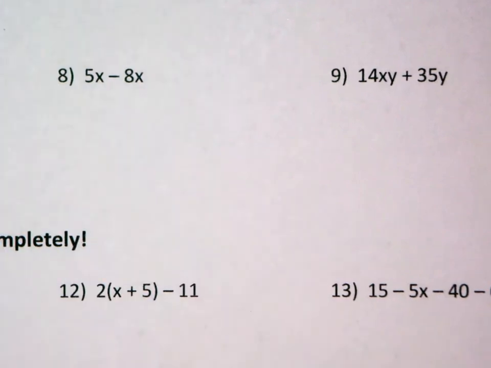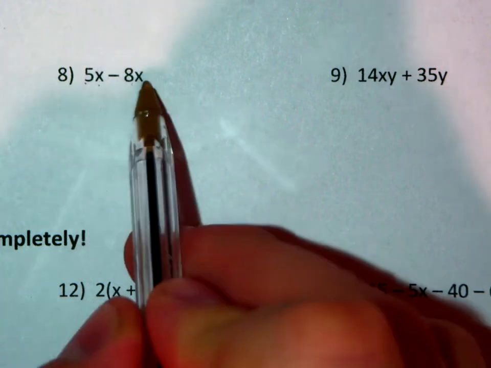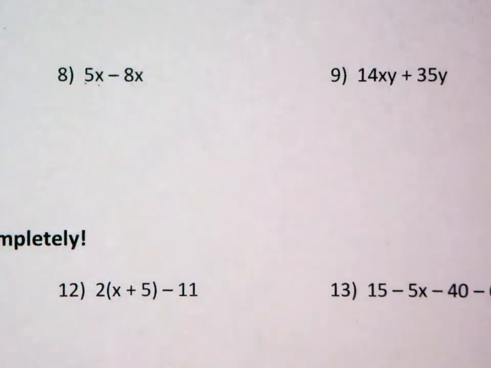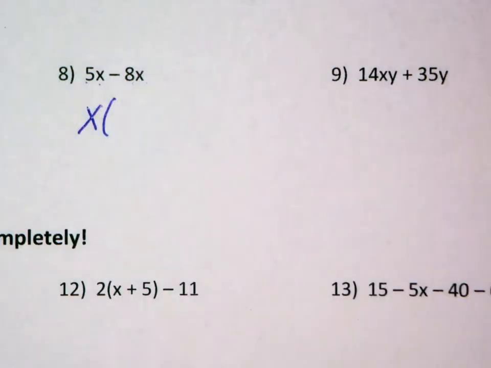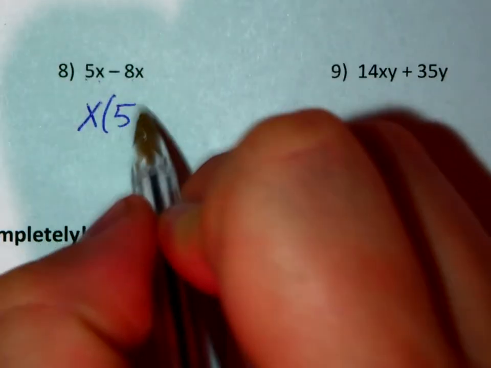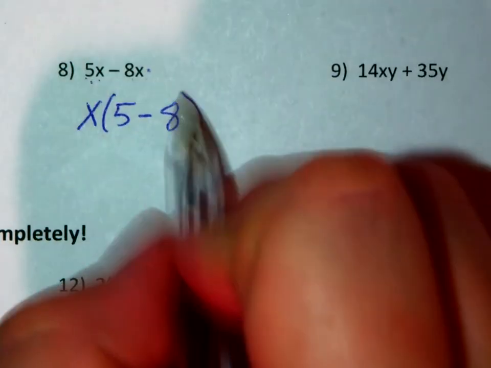Number 8, 5x minus 8. Well, here we don't have a common number that goes into both 5 and 8 other than 1. And there's really no purpose in factoring out a 1 because that doesn't get us anywhere. But we do have an x in both terms. So I can simply factor out x. So x times 5 minus 8, because I pulled an x out of both terms.